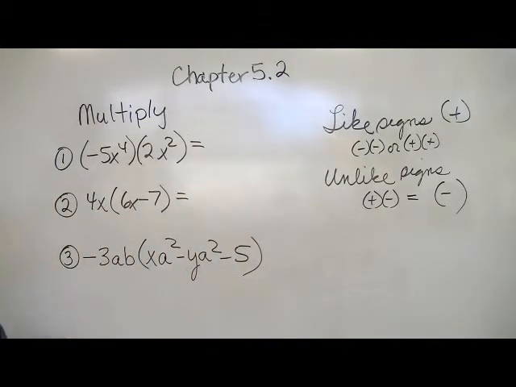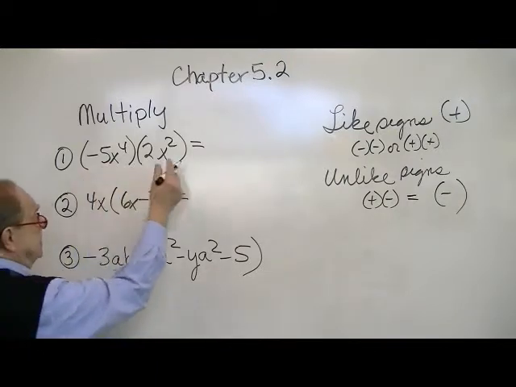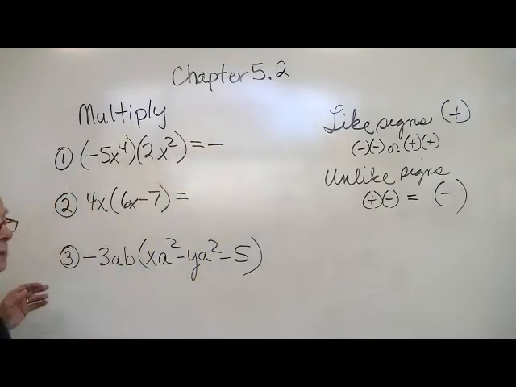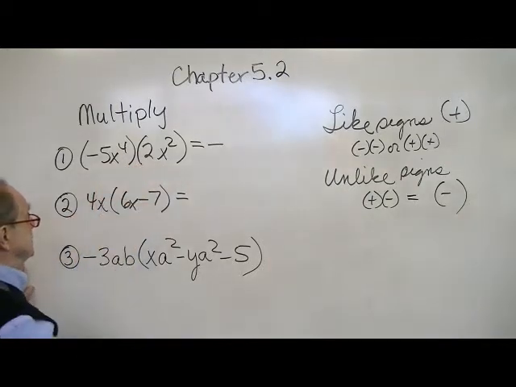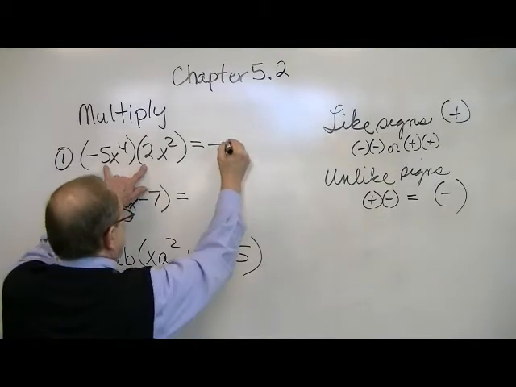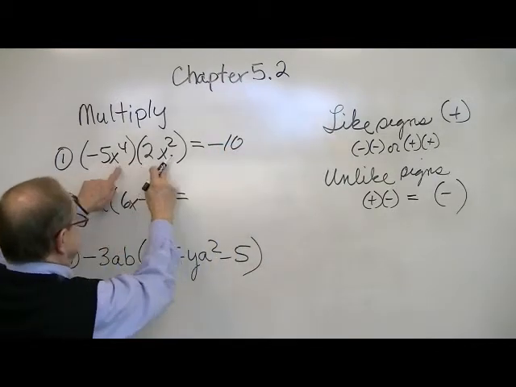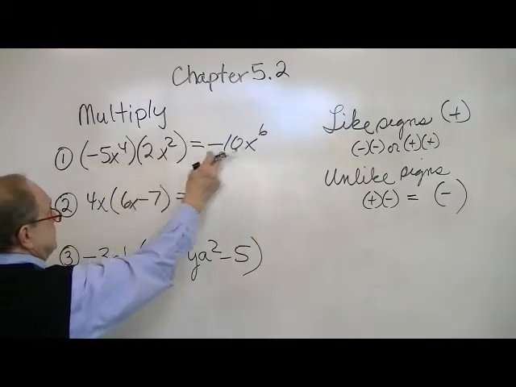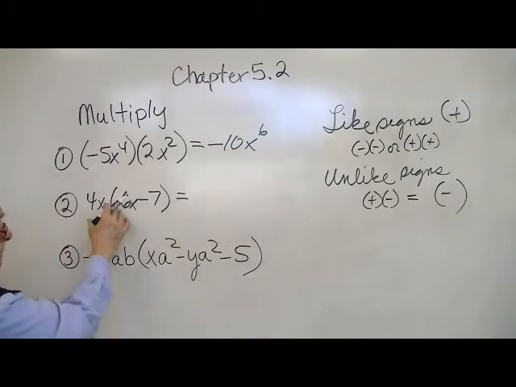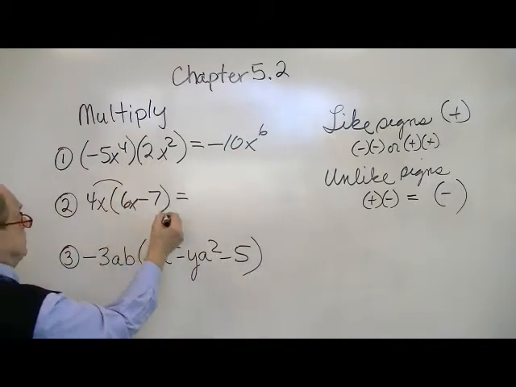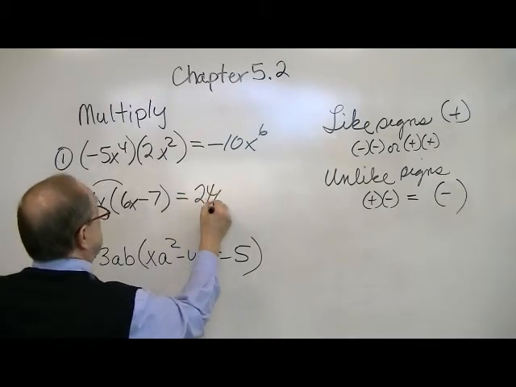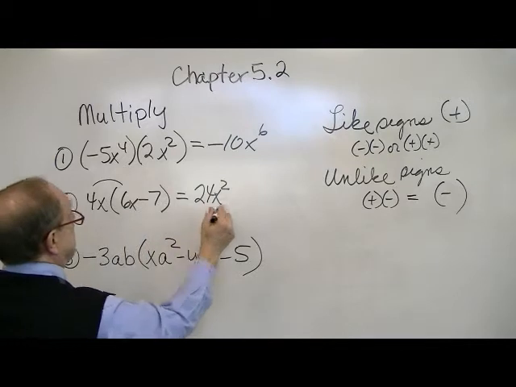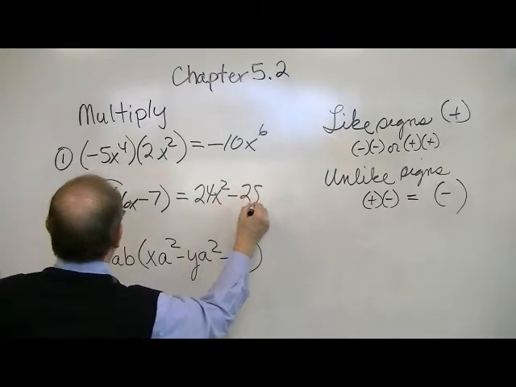So again, a strategy is, what will the end sign be? And in this case, we know it's going to be a negative. So put the negative there so you don't forget it. And we'll do the others, but that's particularly useful in this one. So this will be a negative 10, and then now we're just adding the exponents. X to the 6th, 4 plus 2. And then here's the distributive property. This is 24x squared minus 28x.